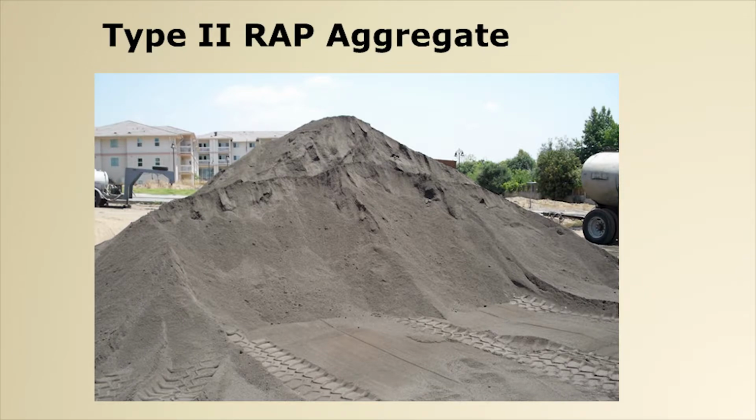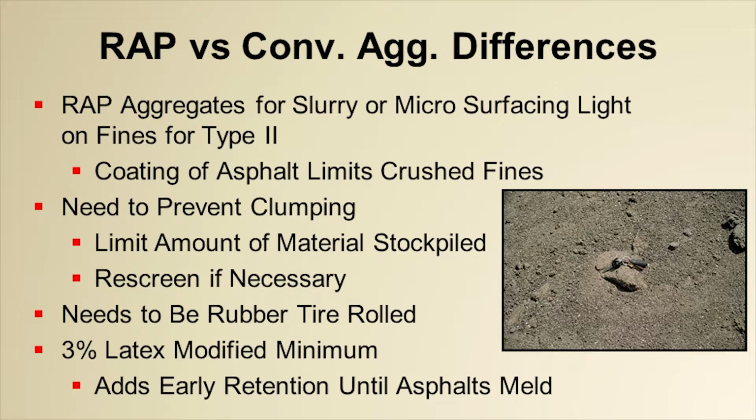A few things you have to do differently. One is we put latex in everything, because what happens is you're going to use a lower binder content. You don't have to coat all that aggregate, what typical slurries do. Because of that, you have to have a marrying or diffusion between those binders. You need some initial strength, and the latex provides that. The nice thing about it is it's actually cheaper, because you use less emulsion to modify it.